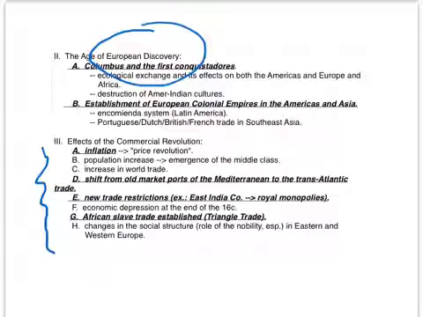Another thing, a shift of old market ports in the Mediterranean to the transatlantic trade. Okay, so as we look at maps, we're going to go away from the trade will continue in the Mediterranean, all right, but we're going to look at transatlantic trade. All right, new trade restrictions. So royal monopolies. Monopoly meaning one company controls an entire industry, and in this case, shipping. So we'll look at the word monopoly, all right, and then the African slave trade and the triangular trade, and the changes in social structure and how that's going to affect the Americas and Europe.